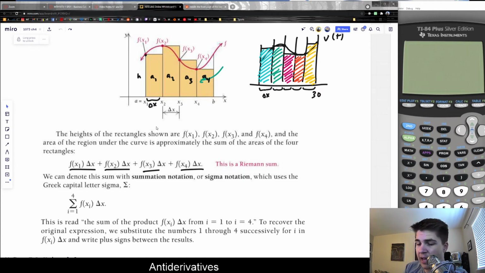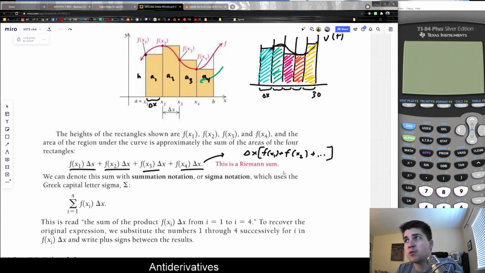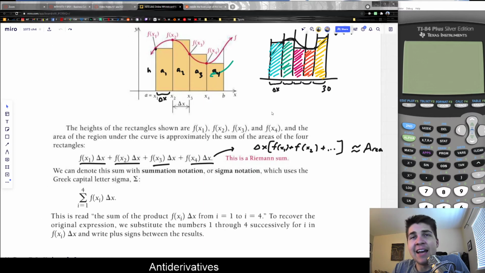Because based on algebra, I could then factor out delta x, and what it would leave me with is just f of x1 plus f of x2 plus f of x3. Essentially, all I would need to do is choose delta x, figure out the location, and then plug it into the function and multiply it all out. And this would give me an approximation to the area under the curve. And that is the key idea.